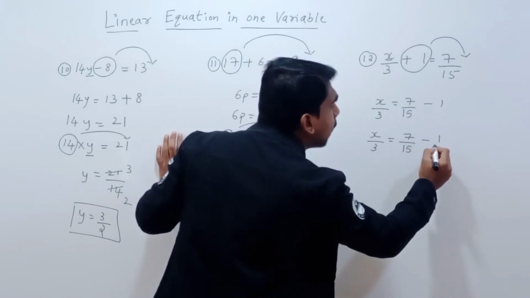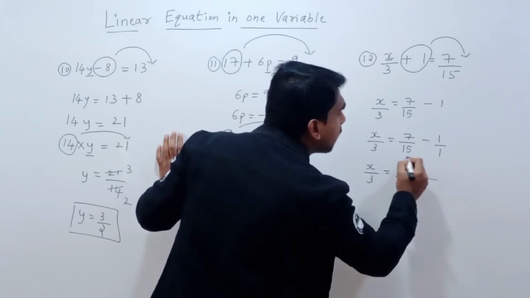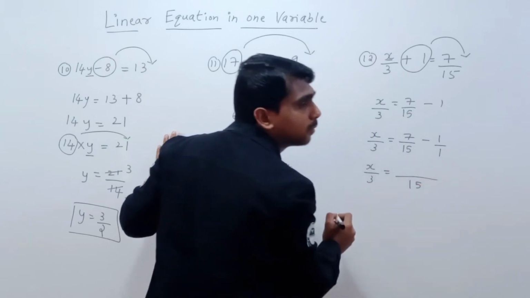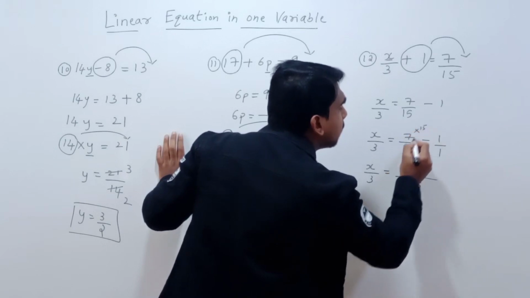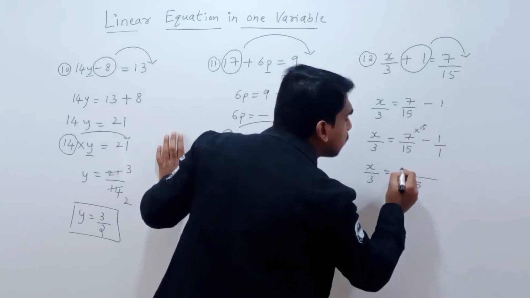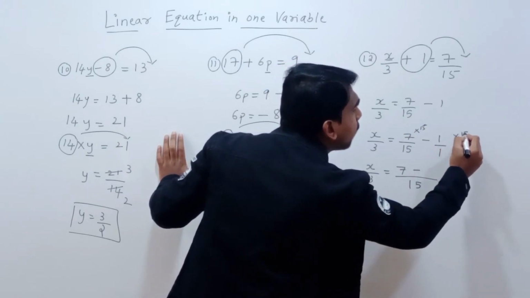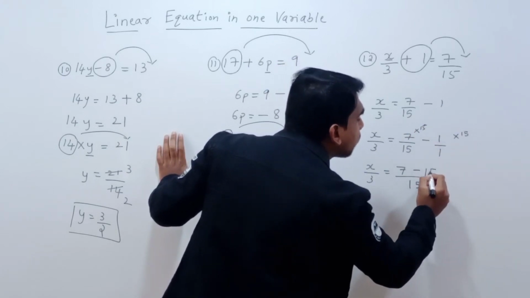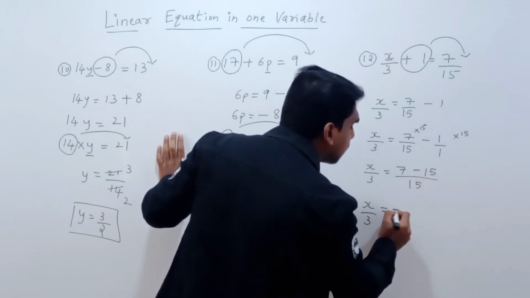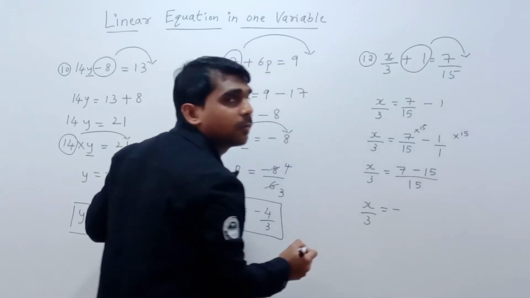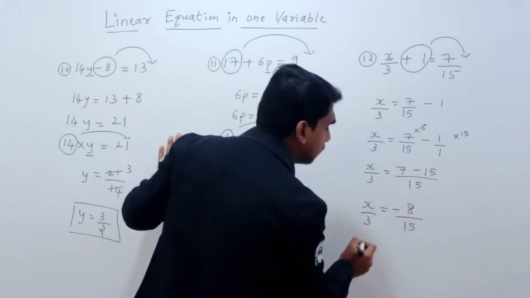This is nothing but 1 by 1. Now LCM of 15 and 1 is 15. Now we'll take the first number and multiply with 15. 15 will cancel, it will become 7. Now 1 by 1 into 15, it will become 15. x by 3 is equal to, now we'll put the greater number sign. 15 minus 7 is 8 divided by 15.